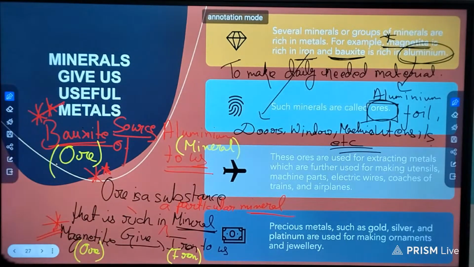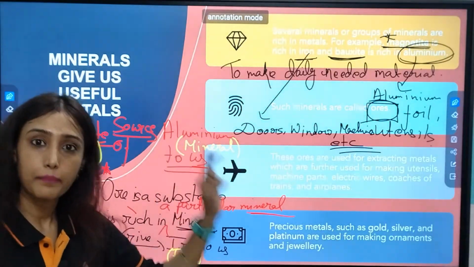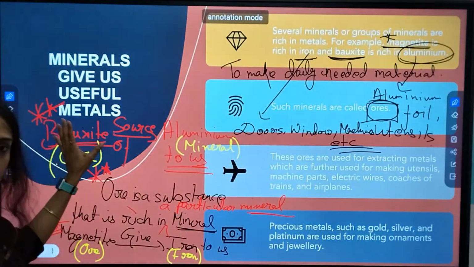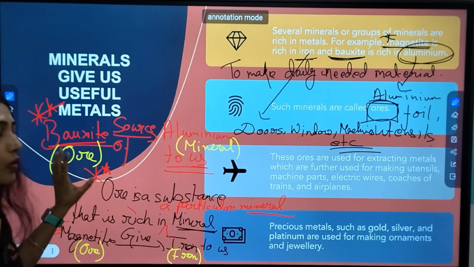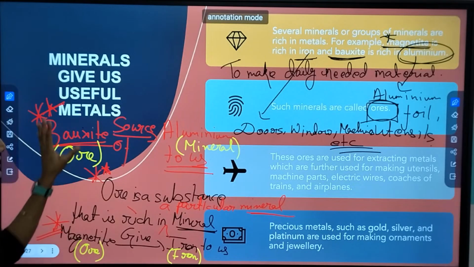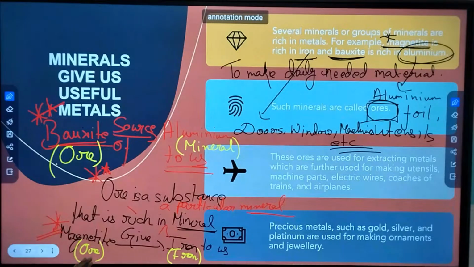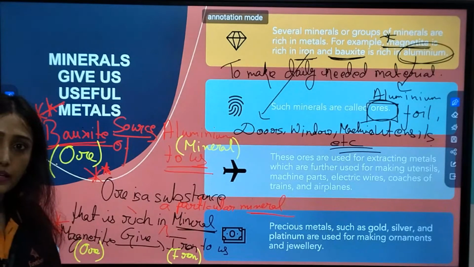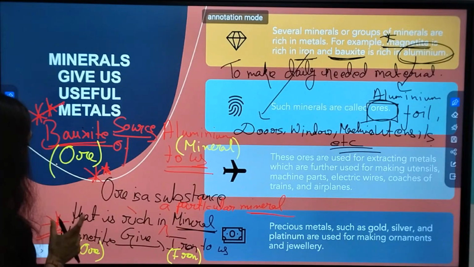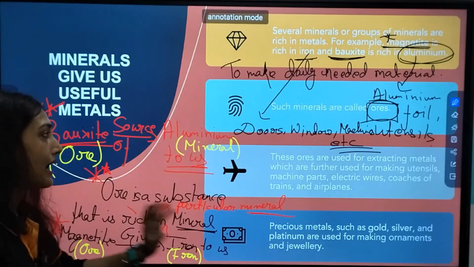Now let me revise again. Okay? Ore is a substance which is rich in a particular mineral. Like bauxite. Bauxite is an ore. So it is rich in which particular mineral? It is rich in aluminium. Again, magnetite is an ore. Magnetite is an ore means it is obviously rich in another mineral. Which mineral is magnetite rich in? Magnetite is rich in nothing but iron.